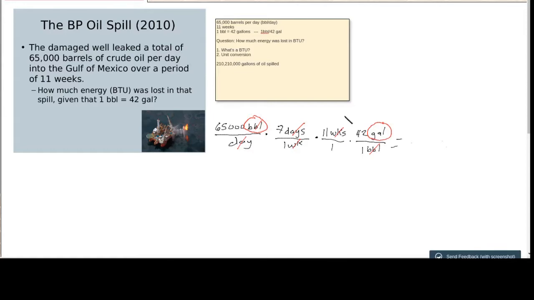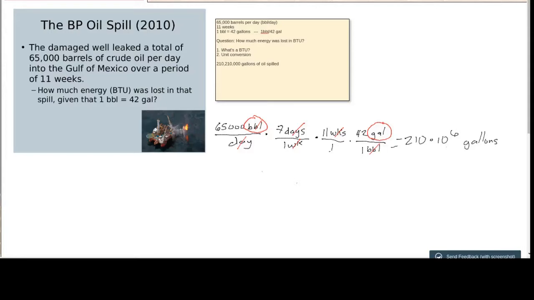So that's 210,210,000 gallons. If I write that out down here, that's 210 times 10 to the 6th gallons. So 10 to the 6th is a million. 210 times 10 to the 6th is 210 million gallons. Perfect. That's how many gallons of oil were spilled.